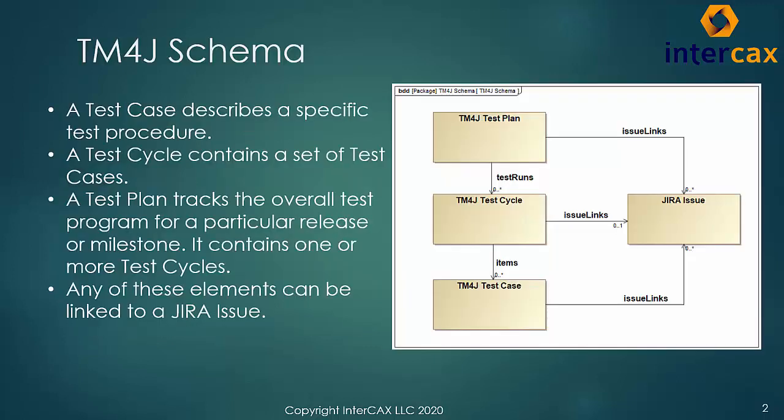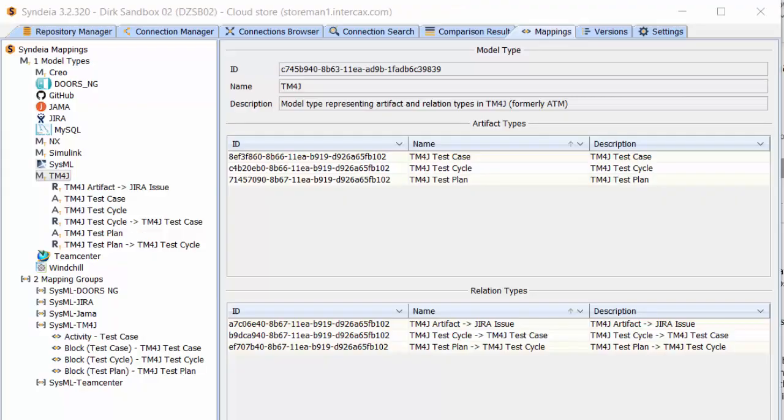We discussed the schema of TM4J in the 17.1 video, but note especially that it contains the types of relationships that may be carried over in the model transform. We will use these later in this video. Custom mappings begin with making sure that Syndeia recognizes the artifacts, relationships, and attributes that will be part of both sides of the mapping. Once these are available, the next stage specifies the mapping between them.